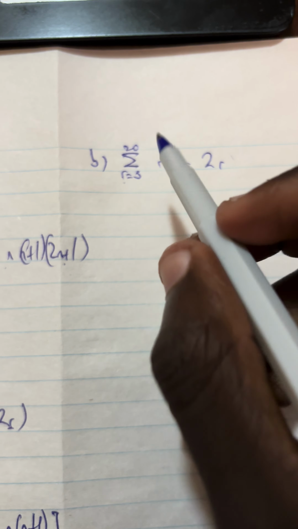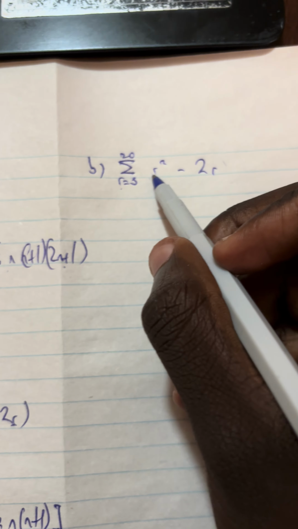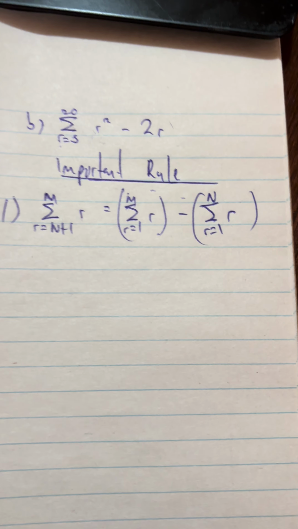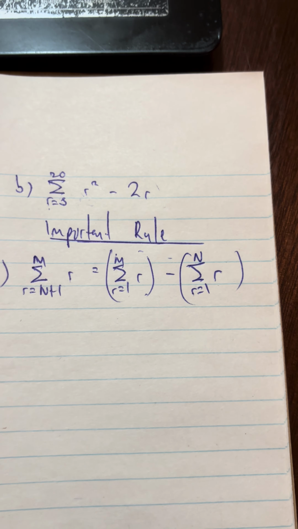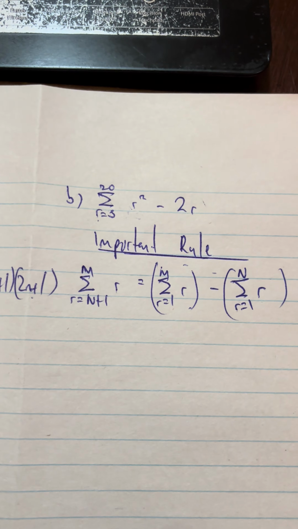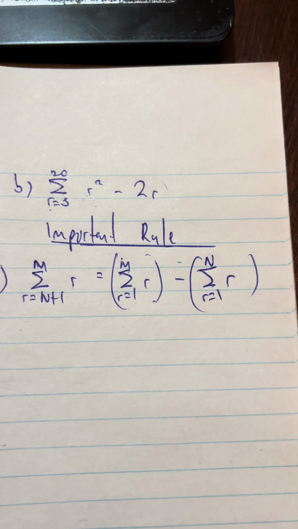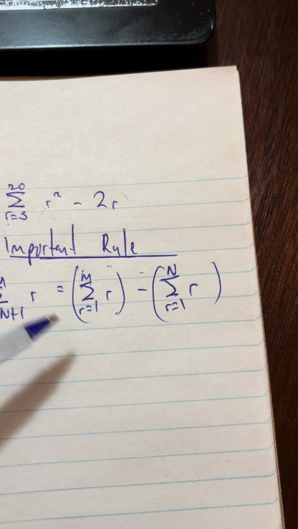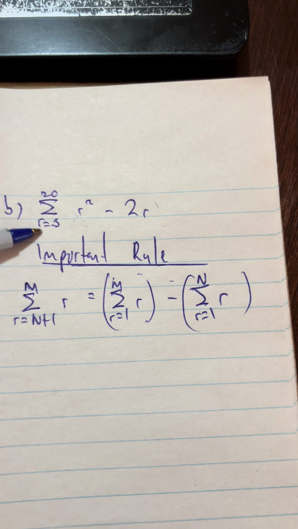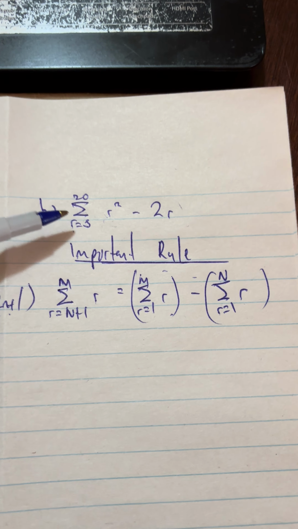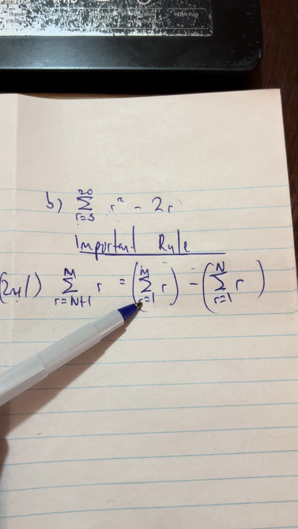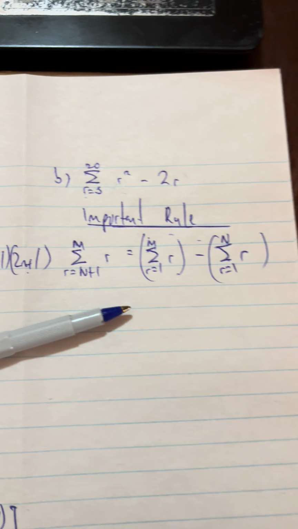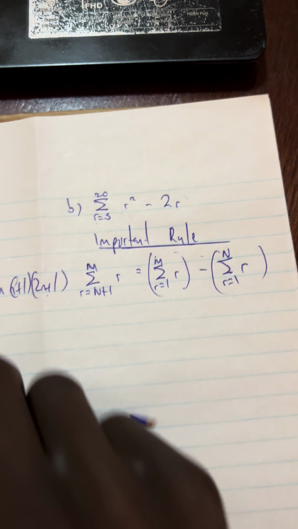So that's where the trick comes. That's what I want to show you. I wrote down this important rule. You should know this. In any summation question where the lower limit is not equal to 1, like for example here, our lower limit is not equal to 1, you should always try to make sure it becomes equal to 1, right? So what do you do then? You should always remember this rule.